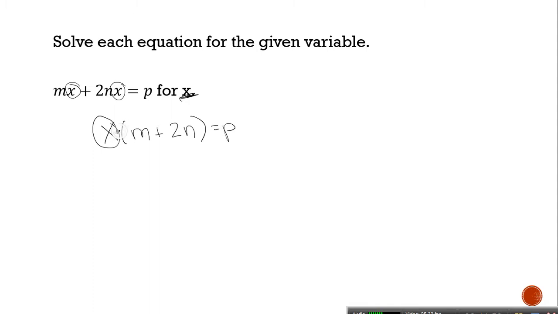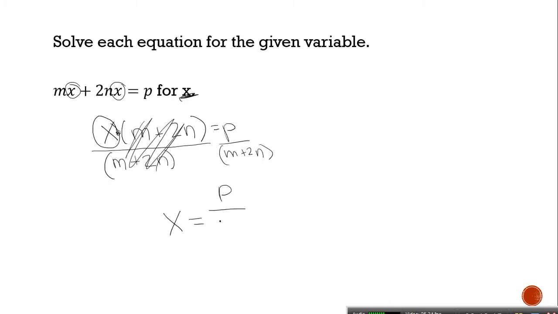So, just like last time, this was multiplication before. So I'm actually going to divide by whatever is multiplied. So I'm going to divide by this entire thing right here. So I'm going to divide by m plus 2n on both sides. So that's going to cancel, and I'm going to get x equals p divided by m plus 2n. Done. Because x is alone, and that's all they wanted. They wanted me to solve for x.